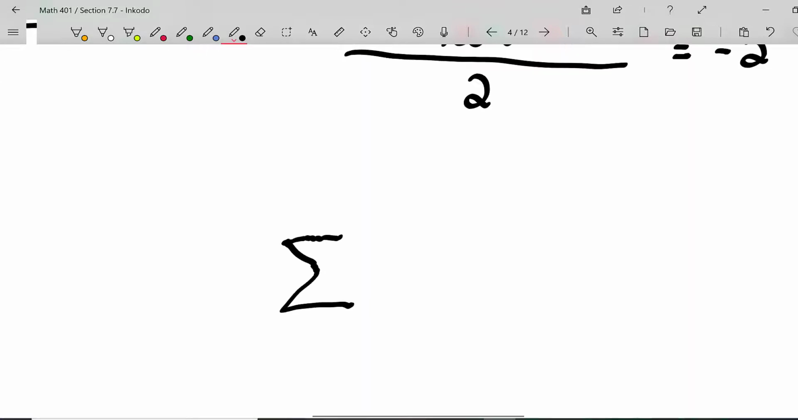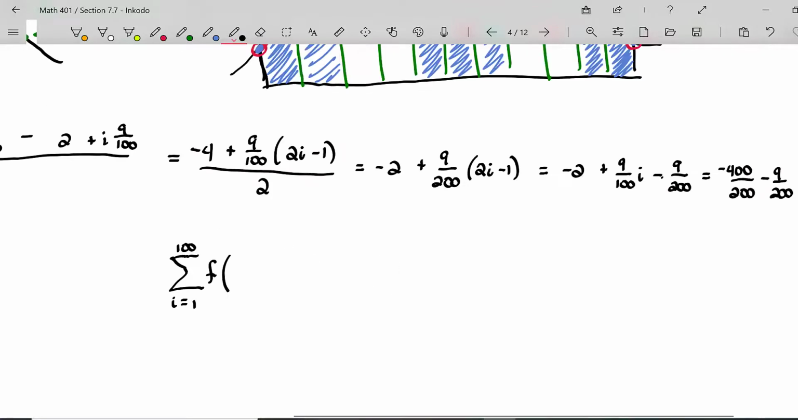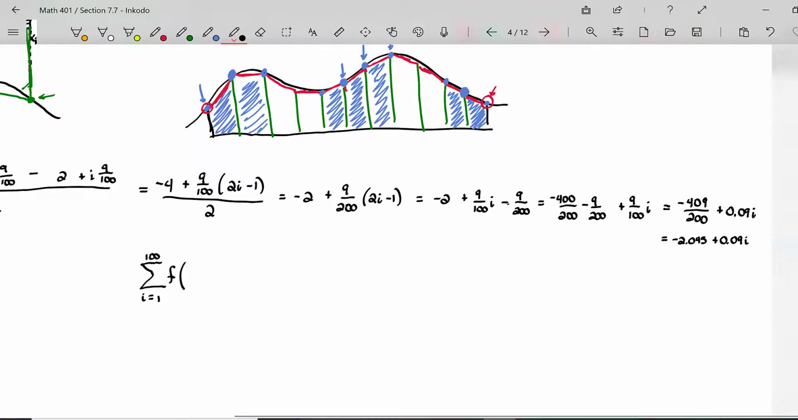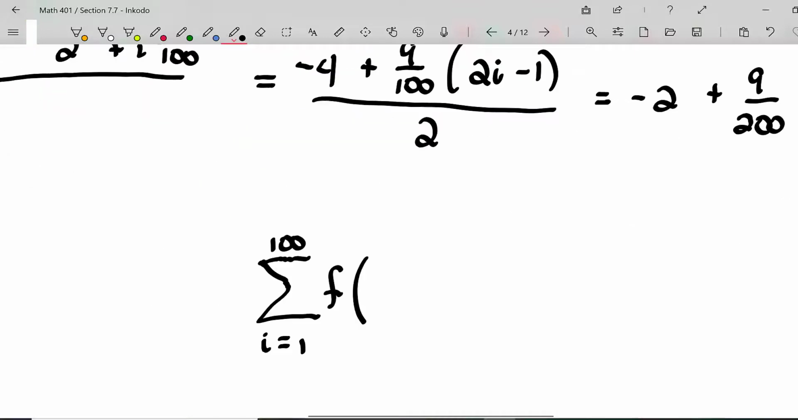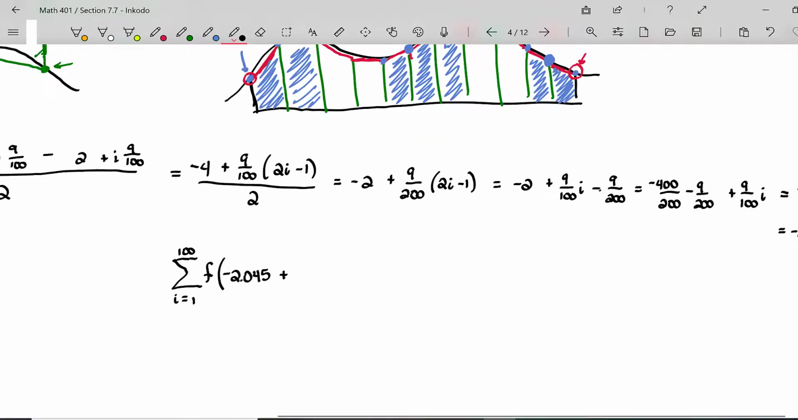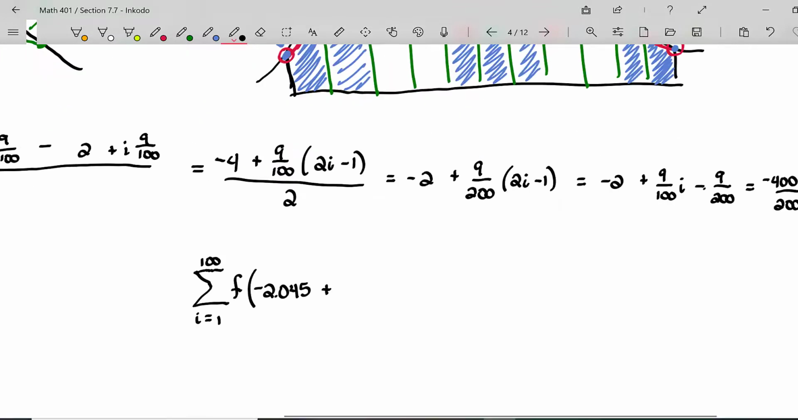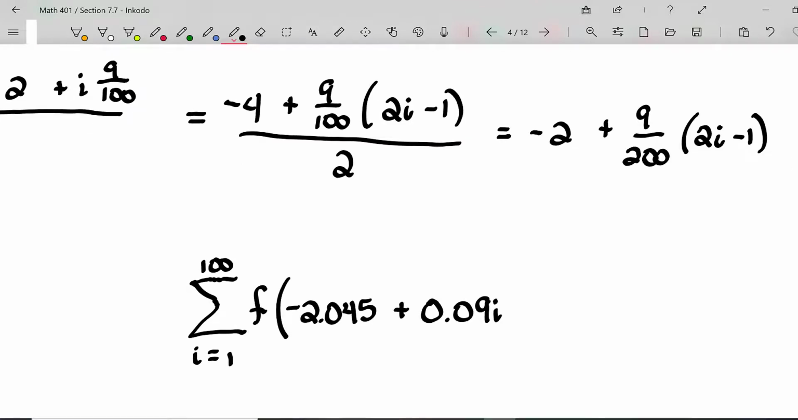Let me zoom in for this. And we're going to go from i equals 1 to 100 of f evaluated at, and then I'll just steal that information over there, negative 2.045 plus, I think it's a plus, yeah, 0.09i. And remember, this is times a delta x, but that can be held off until the very end. So I'm going to go ahead and just write that over here. The delta x is 0.09.